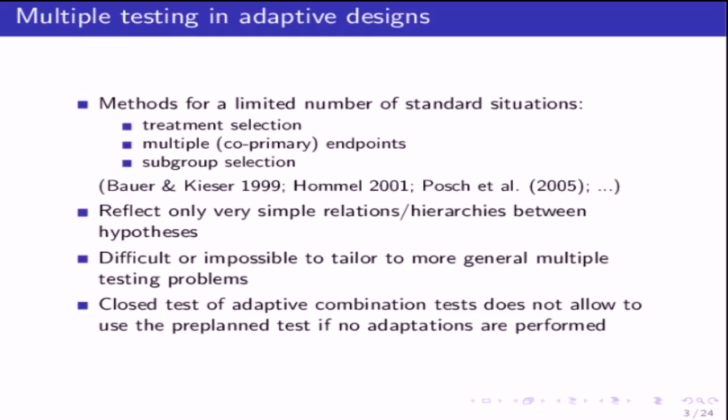And for example, if you would use the closed test together with the adaptive combination test, it does not allow you to use the classical fixed sample analysis if no adaptations are performed. And somehow it would be nice if you don't adapt anything during your interim analysis, that you can simply run your usual SAS code and perform the analysis like you would do in a fixed sample design.